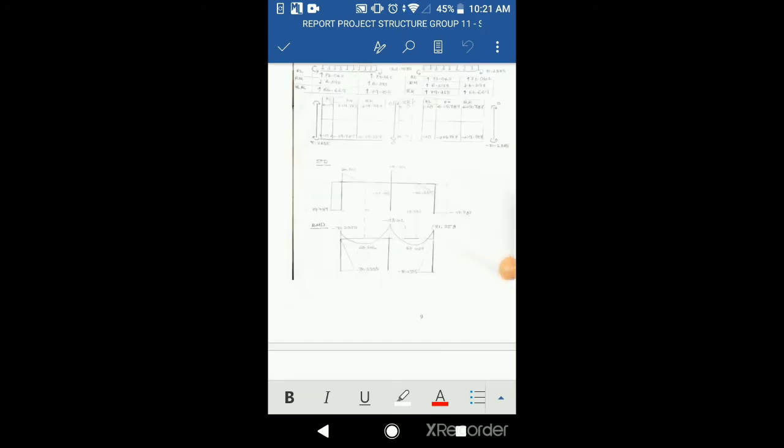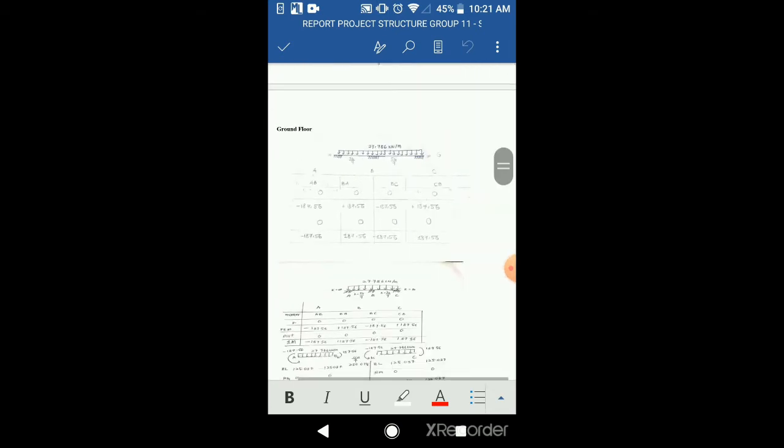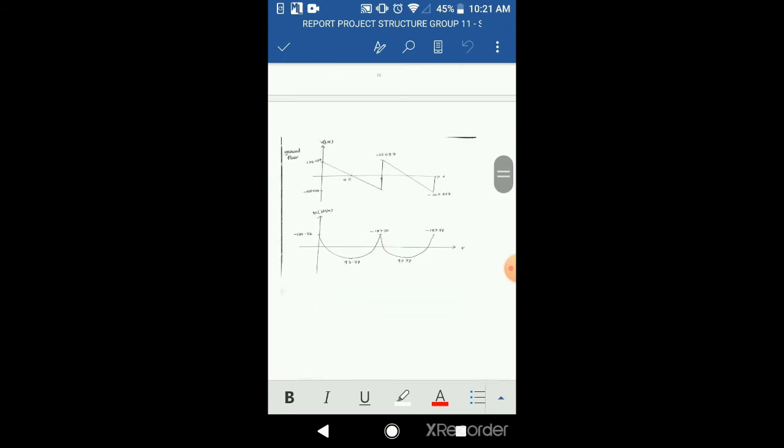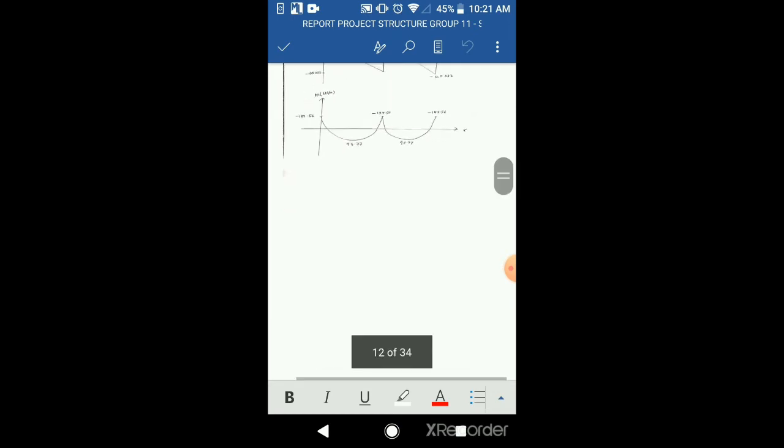So here are the shear force diagram and bending moment diagram. Same as for the ground floor, we construct the table, we calculate the rotation, and here is the shape for the shear force diagram and bending moment diagram.